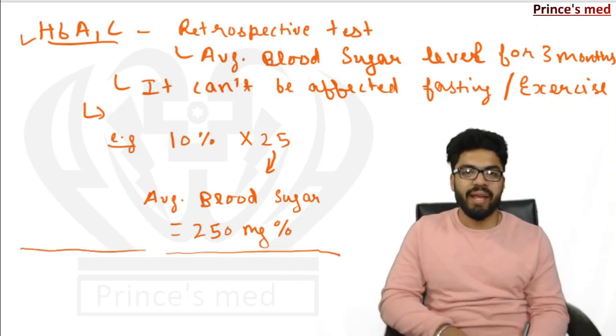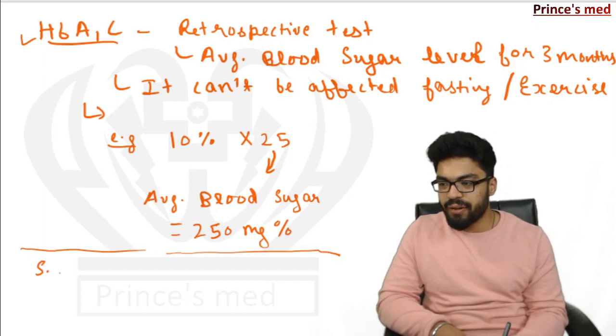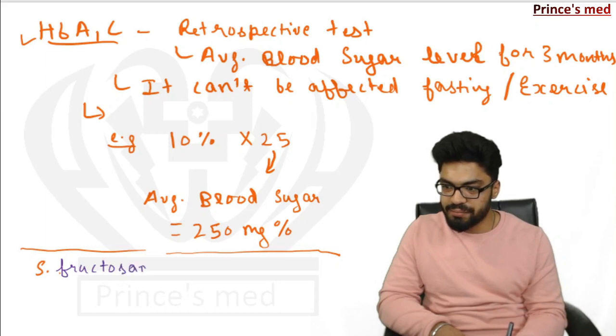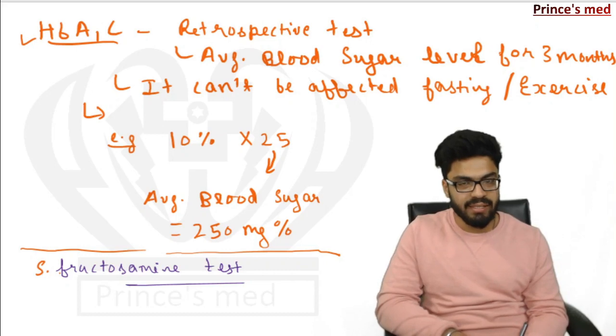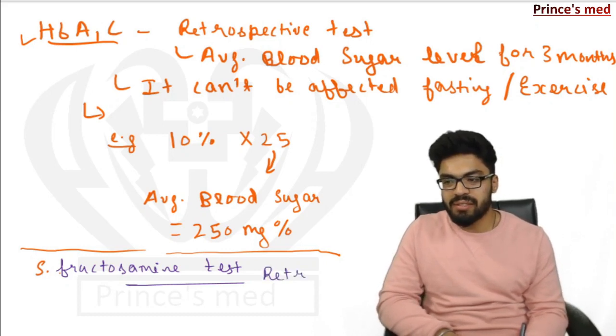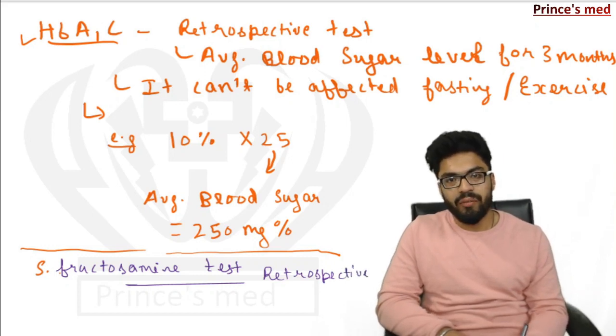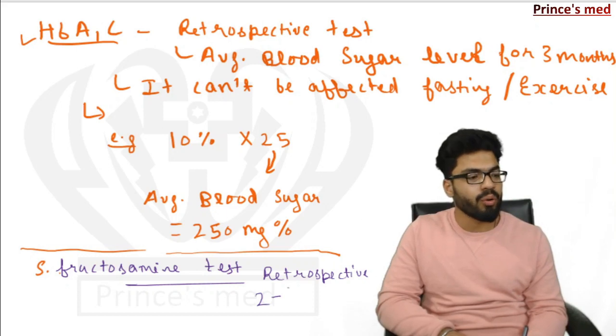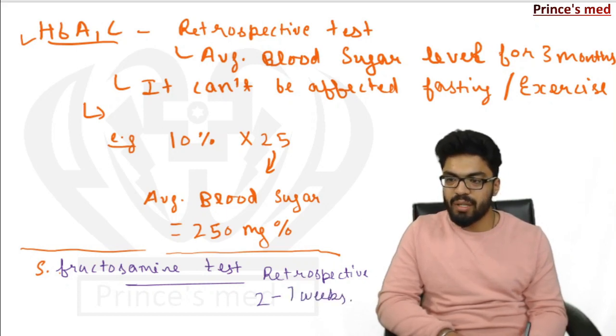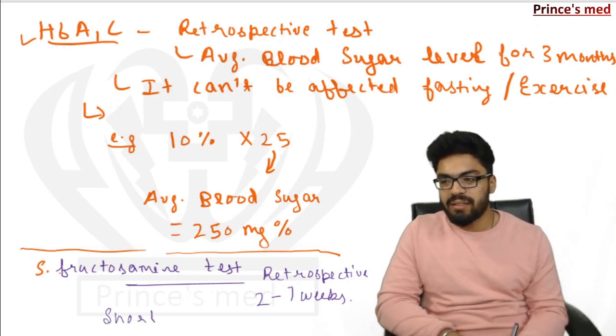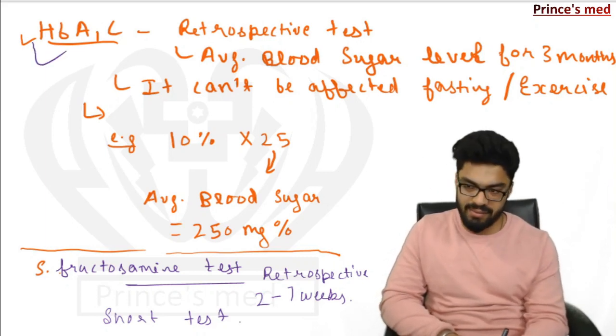And one more test we have, that is the S-fructosamine test. S-fructosamine test is also a retrospective test, as it gives us the value of average blood sugar for 2 to 4 or 7 weeks, but it is a short-term value, so it is a short-term test. So we take the best test as the glycosylated hemoglobin test. Okay.